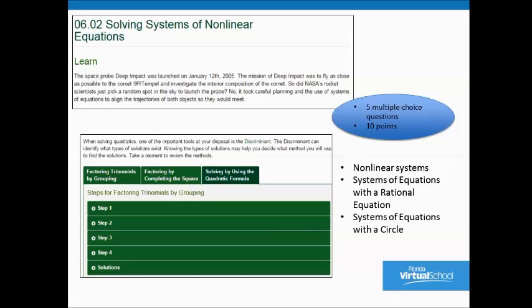6.02 is solving systems of nonlinear equations. The students will learn nonlinear systems, systems of equations with a rational equation, systems of equations with a circle. The assessment for this lesson is 5 multiple choice questions and it's worth 10 points.